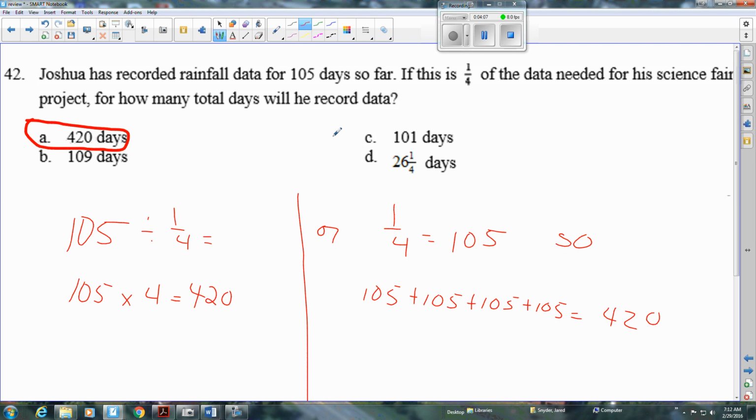42, Josh's recorded rainfall data for 105 days so far. If this is 1/4 of the data needed for his science fair project, how many total days will he record? So that's really saying 105 divided by 1/4, which is the same as 105 times 4 equals 420. That's one way of looking at it. Other people do it this way. They say if 1/4 is 105, that means that we would have 1, 2, 3, 4 groups of 105, which equals 420, however you want to do it.